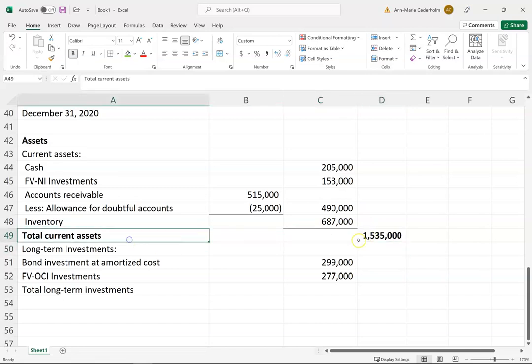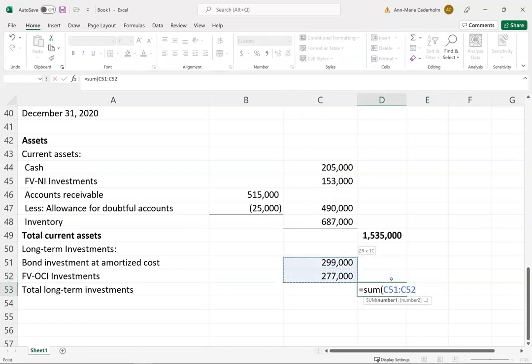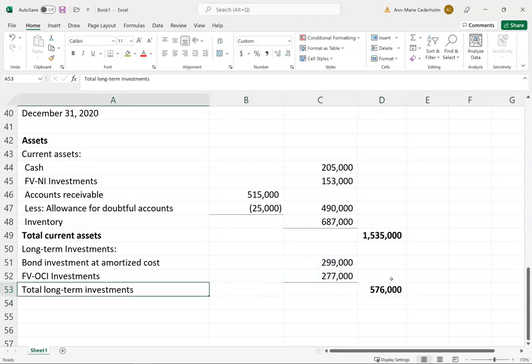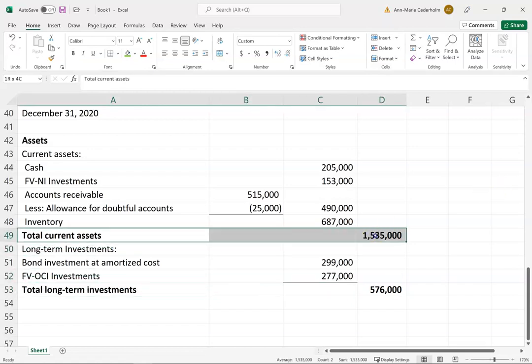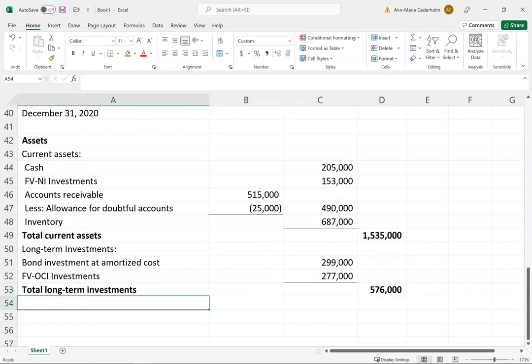So we're going to just move our subtotals over there. And then this subtotal too, I want to move over. Okay, so those two are added together. So I've got my current assets, I've got my long-term investments. Now the next that I want to look at is my property, plant, and equipment.